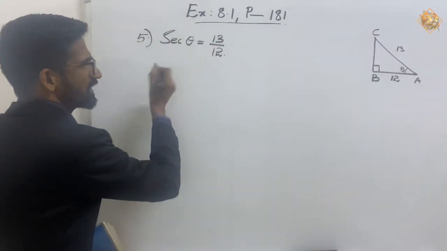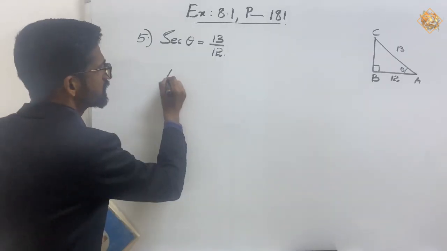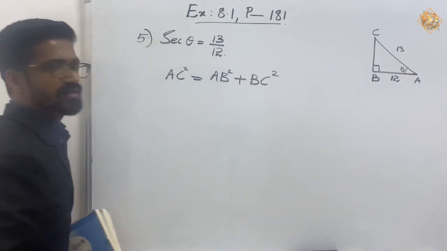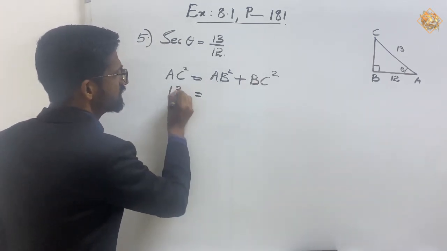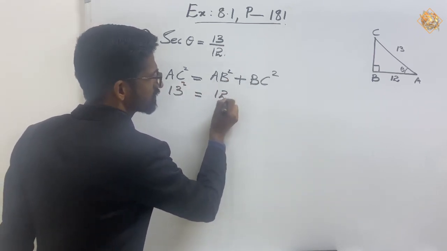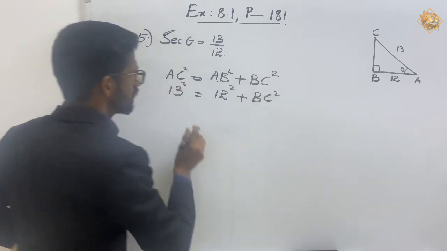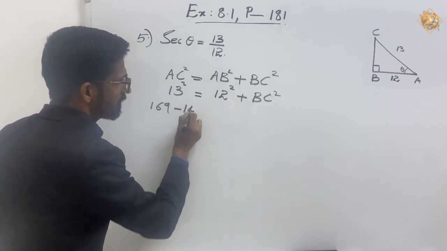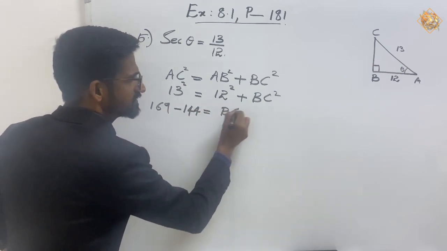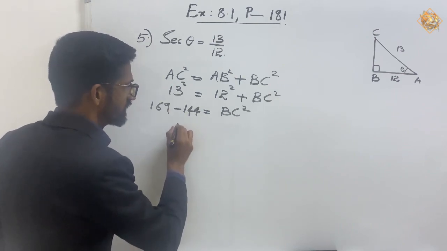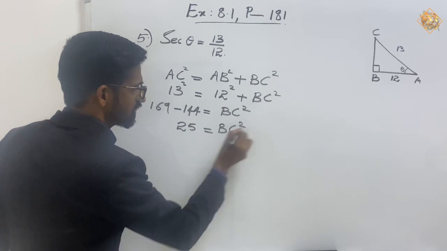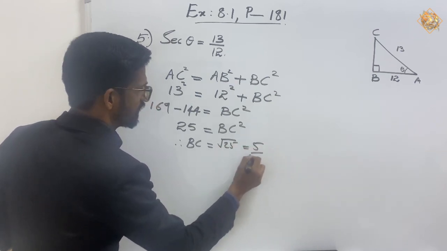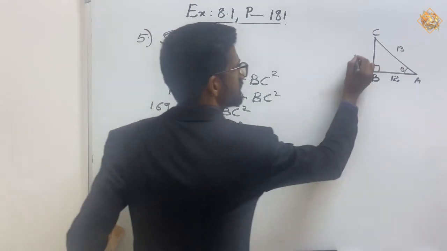So substituting this in the Pythagoras theorem, we can find the length of BC. So by Pythagoras theorem, we have AC square equal to AB square plus BC square, isn't it? So now AC, it is given 13 square equal to AB square, that is 12 square plus BC square. Okay, 13 square it is 169 and 12 square it is 144. Taking 12 square to here, it will become minus 144. Okay, that is equal to what? BC square. So 169 minus 144, what is that? That is 25 is BC square. Therefore, finally, BC equal to square root of 25. What is that? 5. Isn't it, students?